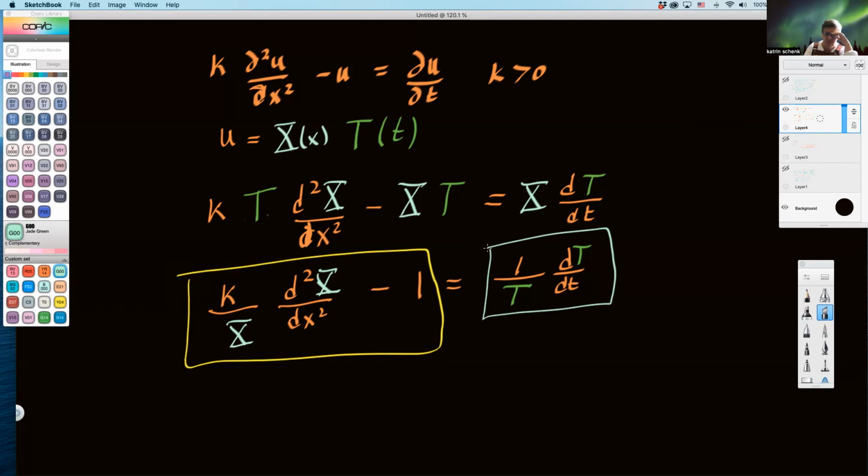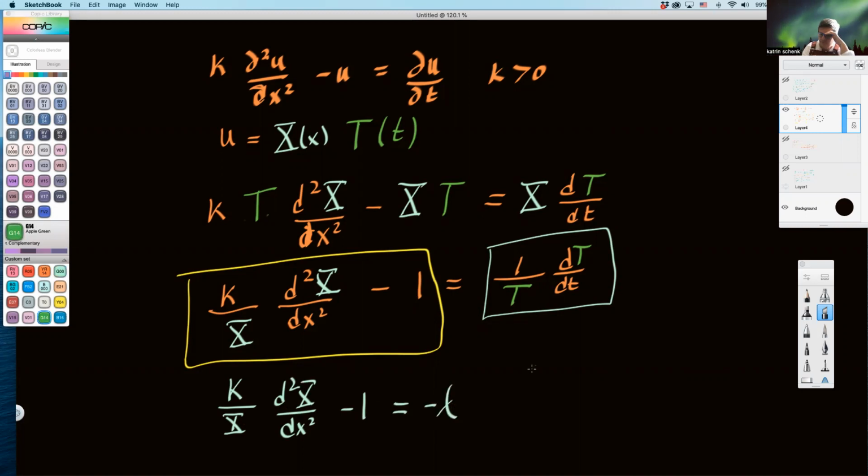So let's set up our 2 equations then. Now I'm going to use the color coding that goes with the variable. So for instance, this is going to be K over X, d squared X, dx squared minus 1 equals minus lambda. And then this one here is going to be 1 over T dT, d little t is equal to minus lambda. Okay, so now we have two equations to solve.